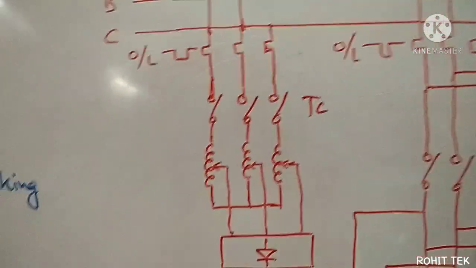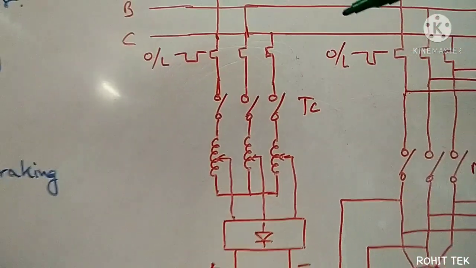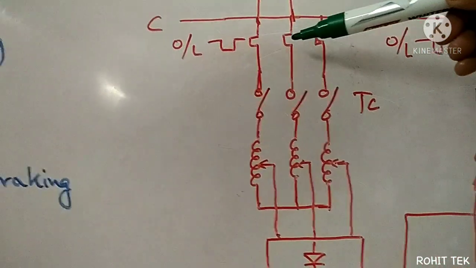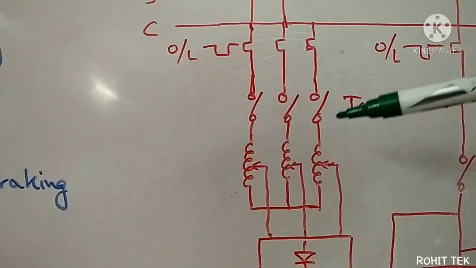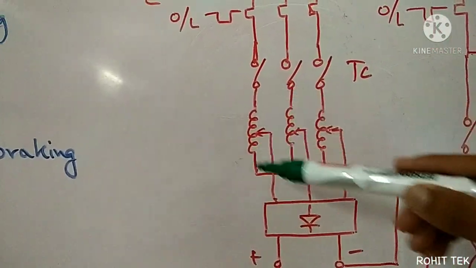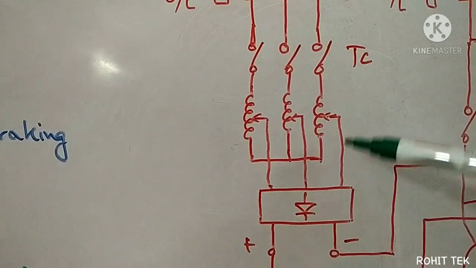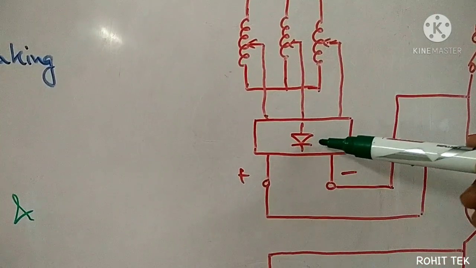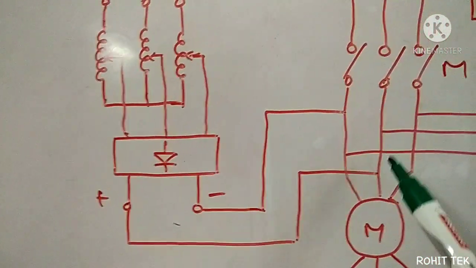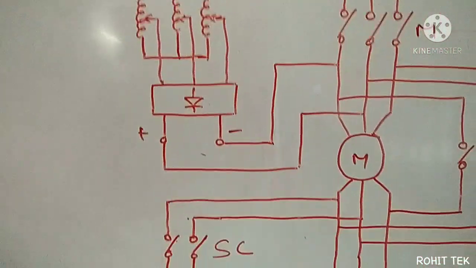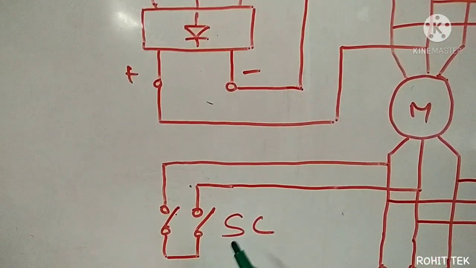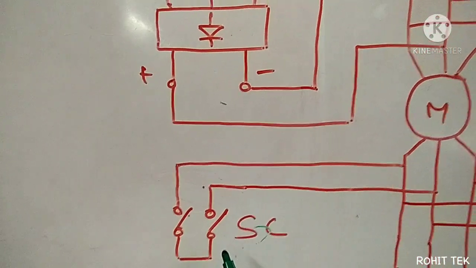So let's see this DC injection braking system power circuit. See here what I've done. I've also incorporated an overload relay for transformer protection, and this transformer is basically an auto transformer. The tappings have been fed to the rectifier, and this rectifier is converting this 3-phase AC to DC, and that DC has been fed to the windings of the motor. To short the terminals, I've used a shorting contactor.